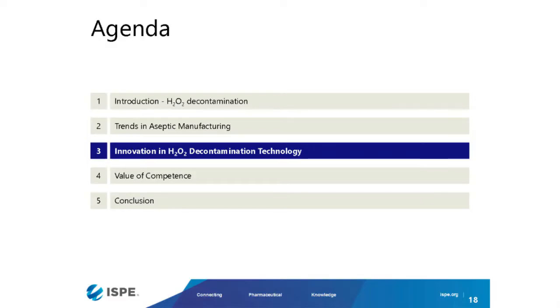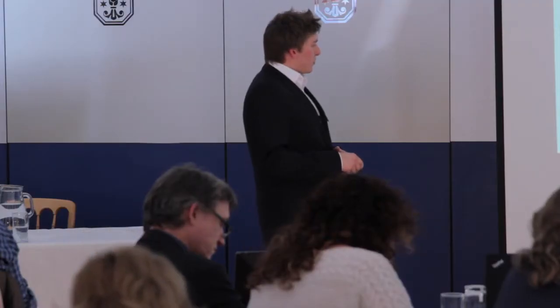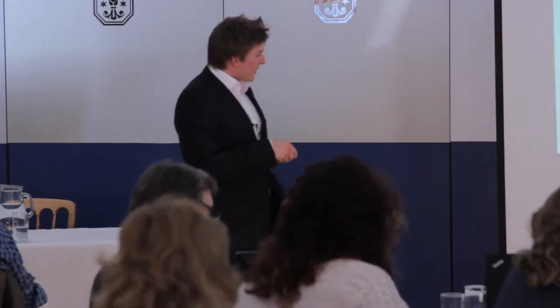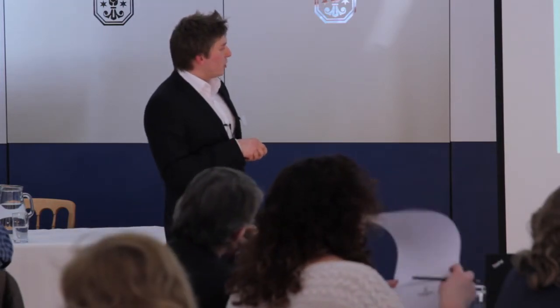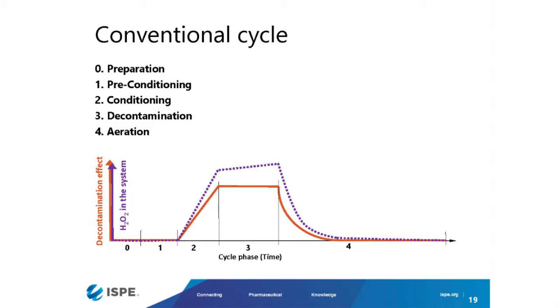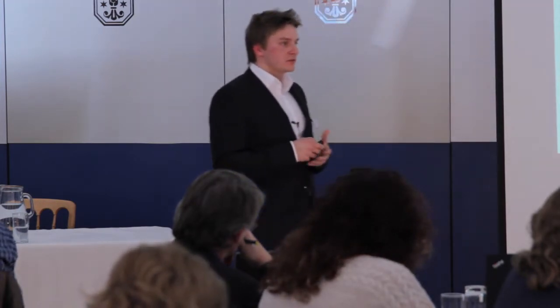How do we do all this? How do we reach all those expectations? If we look back on the conventional cycle, we have those 5 main phases. You can see in phase 2, conditioning, we are putting a lot of hydrogen peroxide into the system to reach this inactivation of the microorganisms. Then during decontamination, we continue adding some hydrogen peroxide to keep the decontamination running as we expect. And then we go towards the aeration.